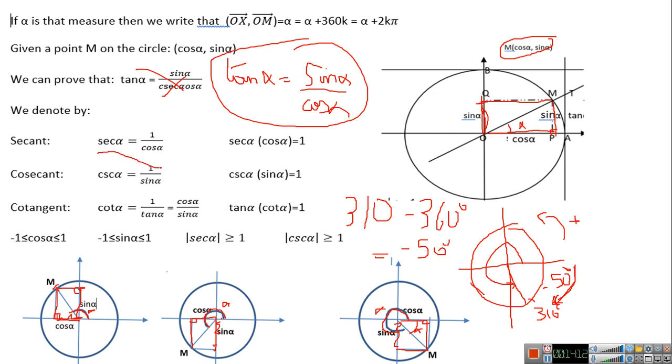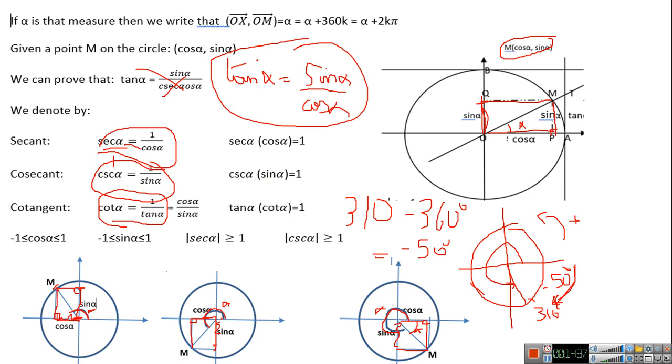Secant is 1 over cosine alpha. Cosecant is 1 over sine alpha. Cotangent is 1 over tangent. But since tangent is sine over cosine, cotangent will be cosine over sine. Since secant and cosine are inverses of each other, if you multiply them, it will be 1. Cosecant and sine will be 1. Cotangent and tangent will be 1.